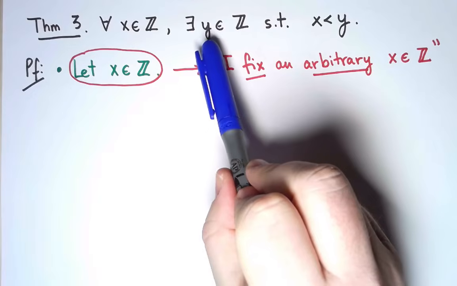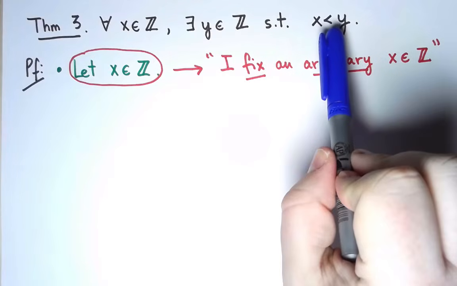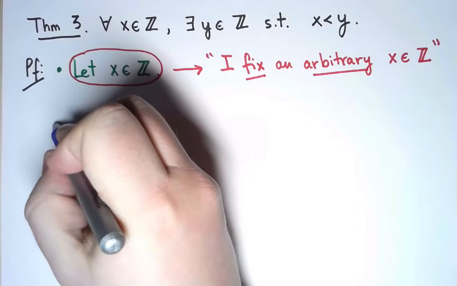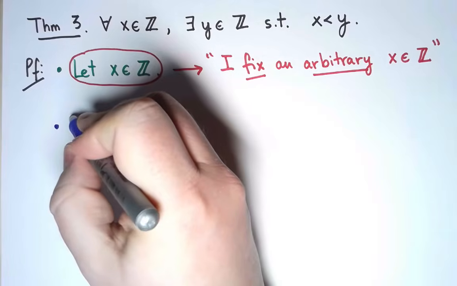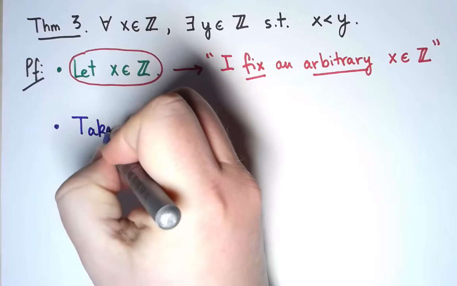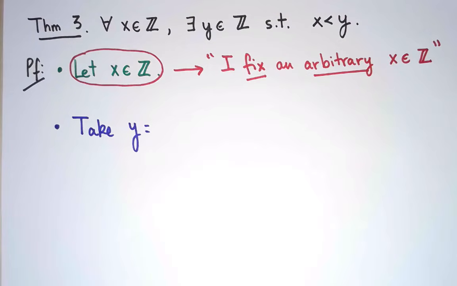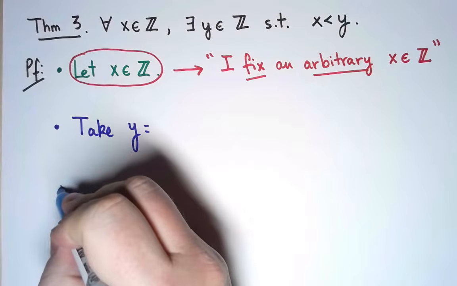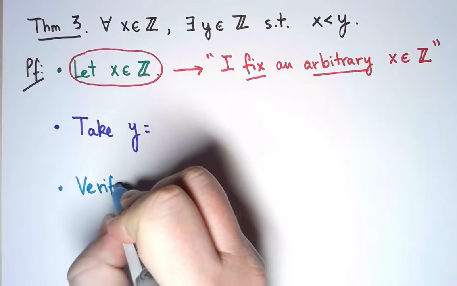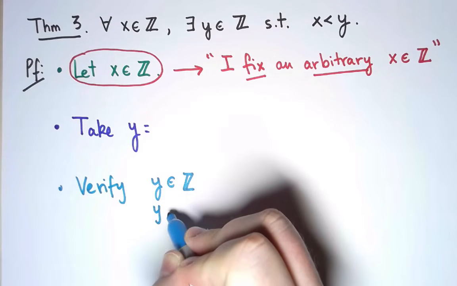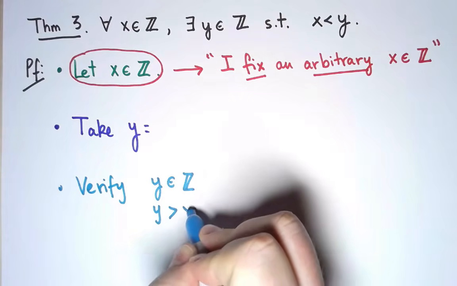x, now I need to prove that there exists a y with a certain property. And we already saw in the previous example that to prove there is a y with a property, the easiest way is to say what y is, to just choose y. So I'm going to say I'm going to take y to be something, and then I'll verify it has the property. So after that, what I'll need to do is verify that this y I've chosen is an integer and verify that it is greater than x.